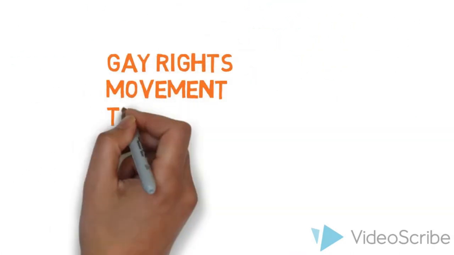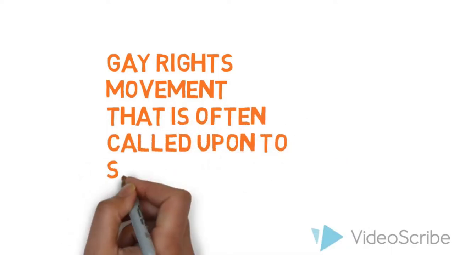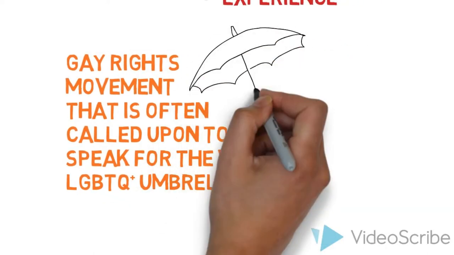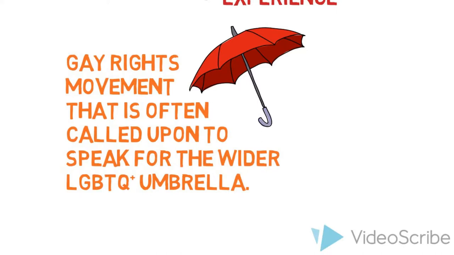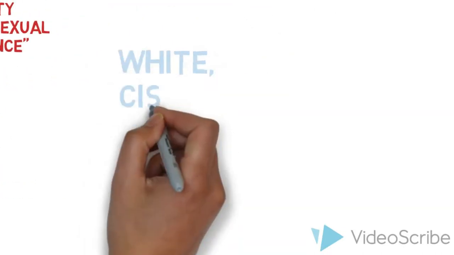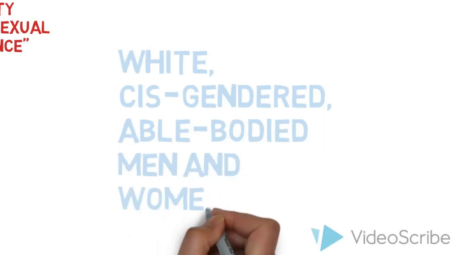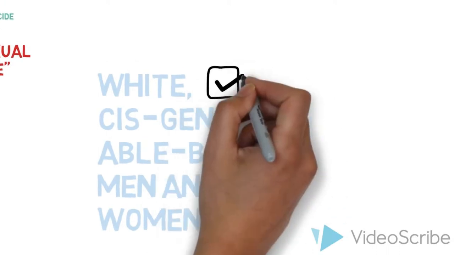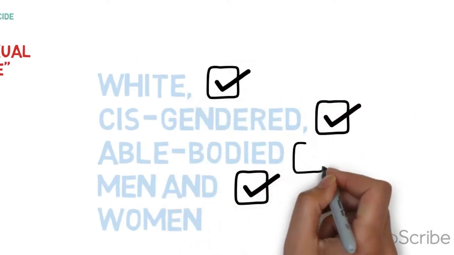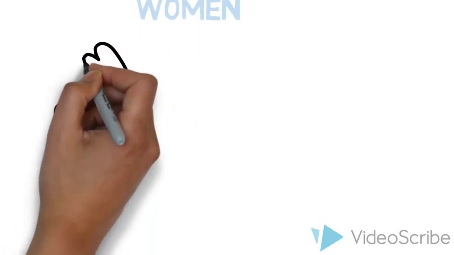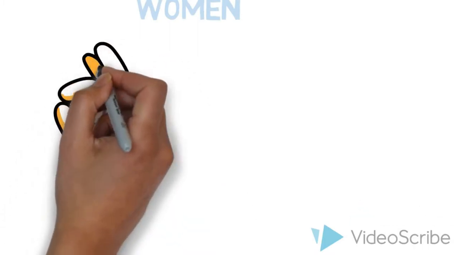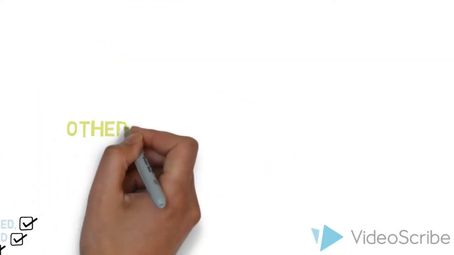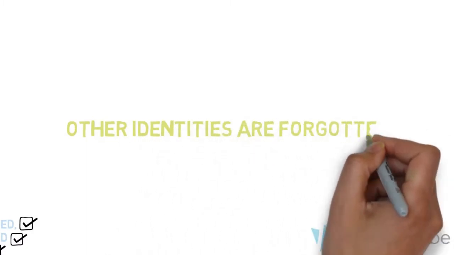Now let's look at the gay rights movement that is often called upon to speak for the wider LGBTQ plus umbrella. The face is usually considered white, cisgendered, able-bodied men and women. Now, all of these identities here are great, they're amazing. Let me please solidify that being any of these identities is completely okay. But it also means that other identities are forgotten.